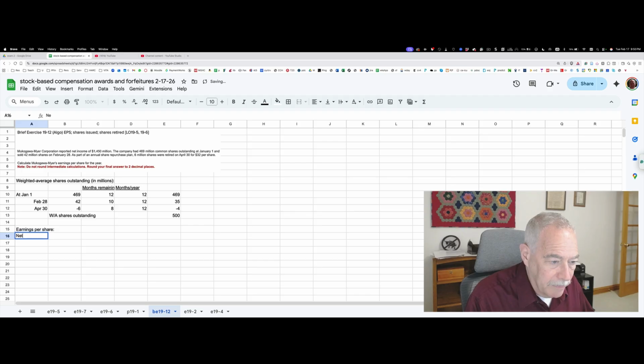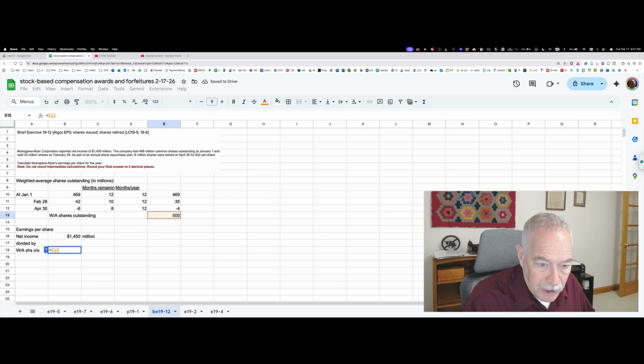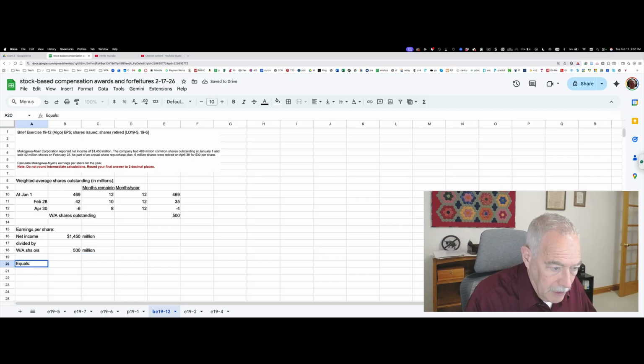it's going to be net income, which was 1,450,000,000, divided by weighted average shares outstanding, which is the 500 million shares, equals earnings per share, or EPS.